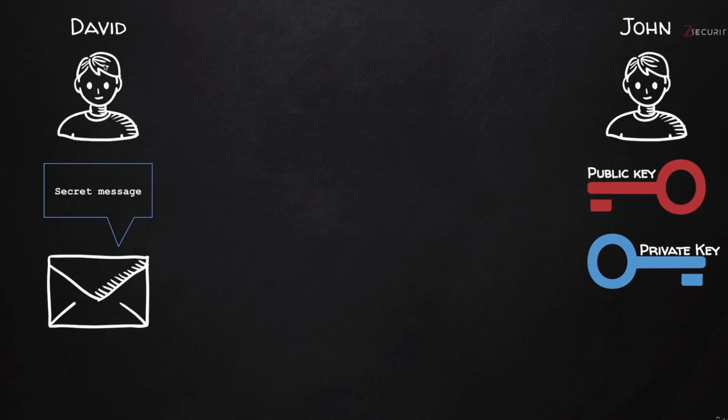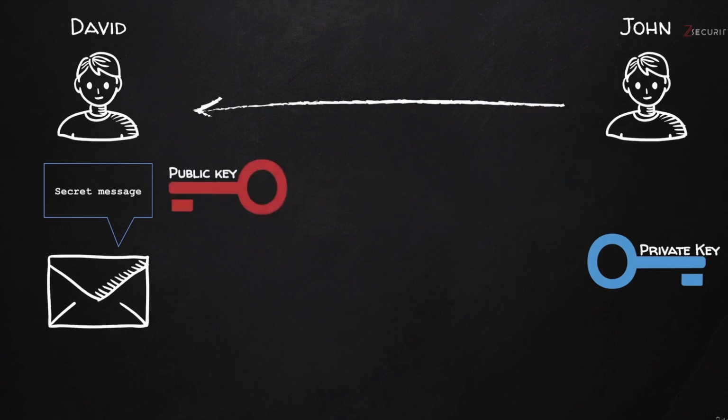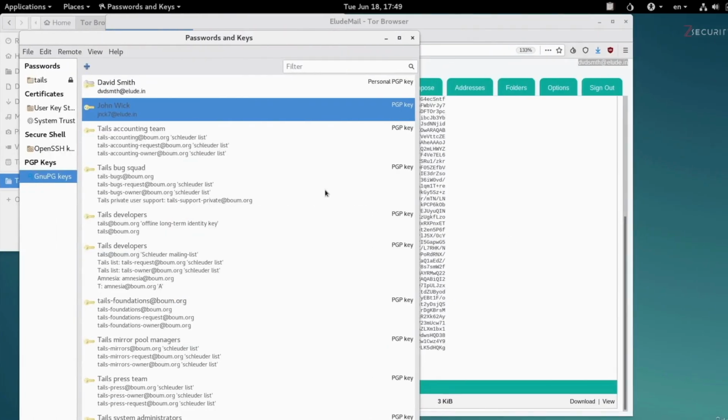Now, so far we have David who wants to send a secret message to John. To do this, John generated a key pair. John also sent the public key to David. David has downloaded the public key and imported it into his key ring. So if we go to David's computer right here, we can see he has John's public key. So right now, David can encrypt data with John's public key, send it to John, and that way John will be the only person who can decrypt this data because he is the only person that has his own private key.